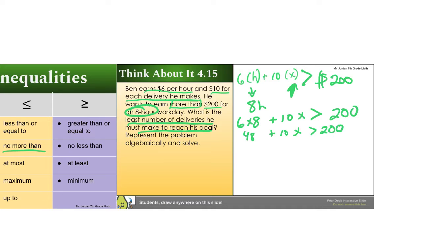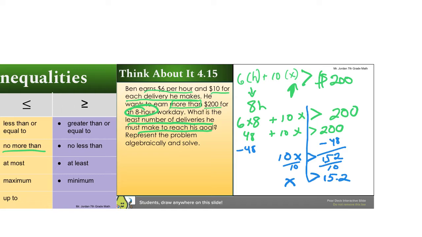Now I'm going to balance out the equation. So I want both sides to be the same. I'm going to subtract 48 from this side and subtract 48 to make 152. So 10x has to be greater than 152. Divide both sides by 10. And I'm going to get 1x has to be greater than 15.2.